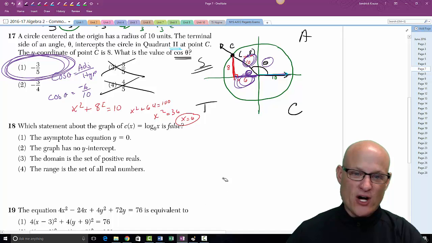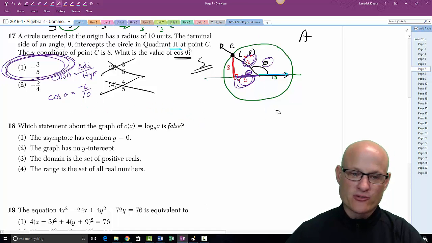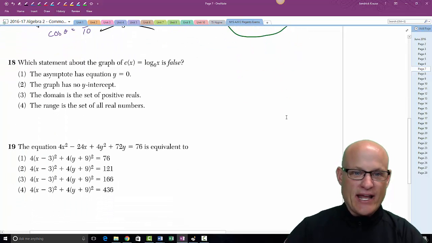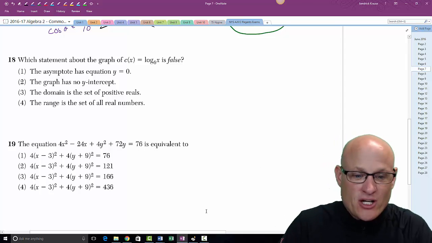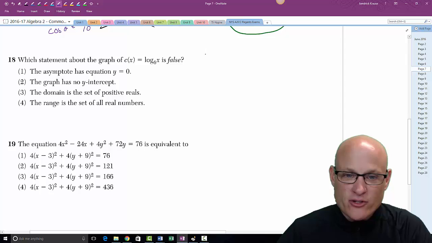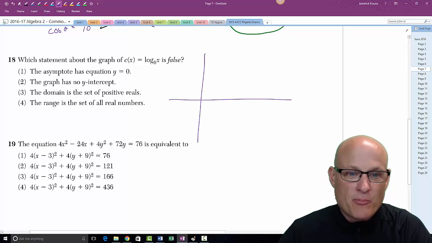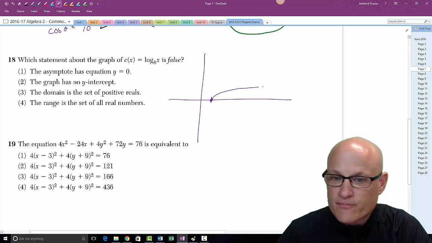All right, here's one of those silly true-false questions. And I think the easiest way to handle this one is just to come over to your graphing calculator and graph it. Now, would I expect all of you to know, hey, this is log base 6, all log equations go through the point 1, 0? There's the point 1, 0, and they look like this.